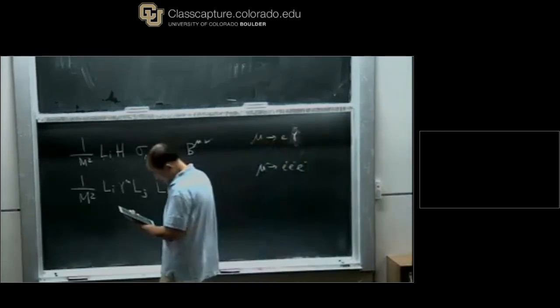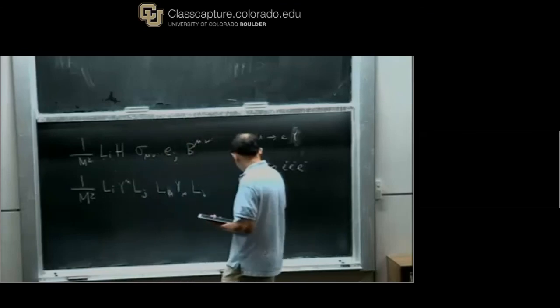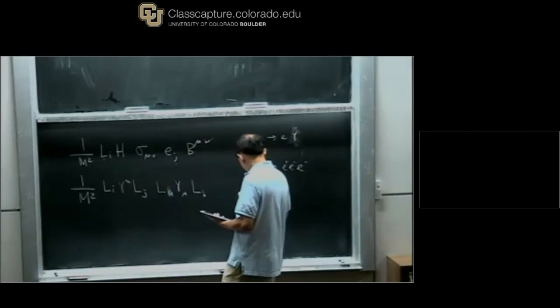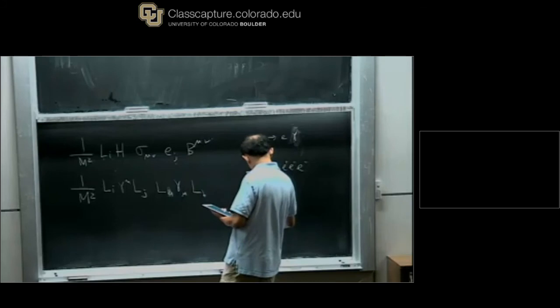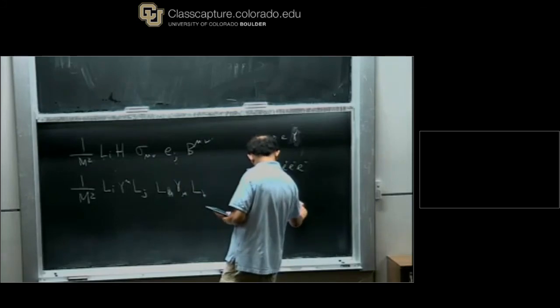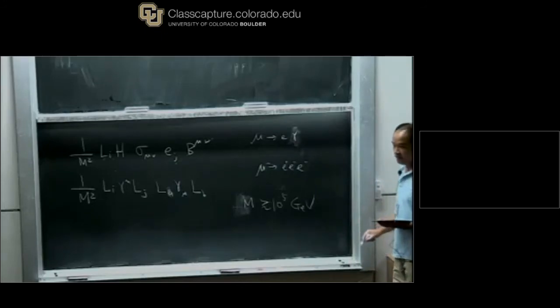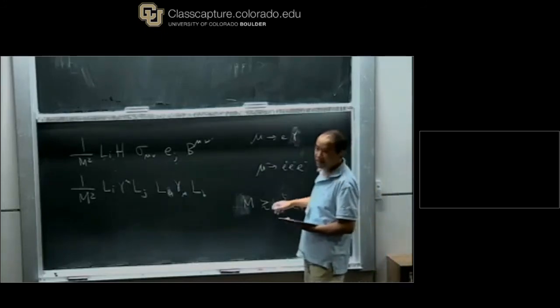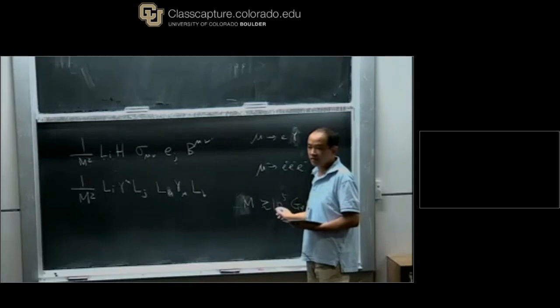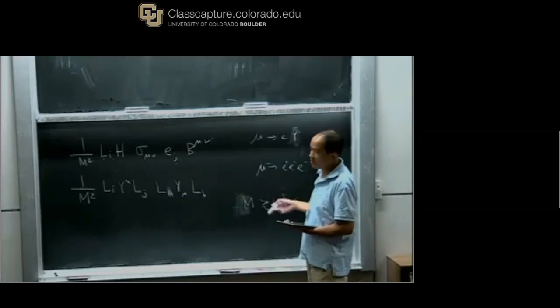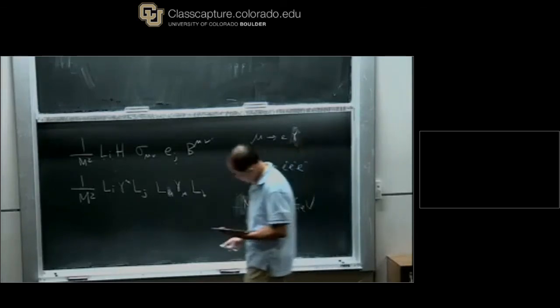These parameters are all constrained. Roughly speaking, this tells you that M needs to be greater than this bound, which is slightly less stringent than the kaon mixing constraint. Kaon mixing is 10 to the 7 GeV. This is 10 to the 5th.